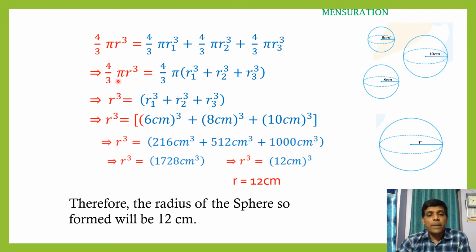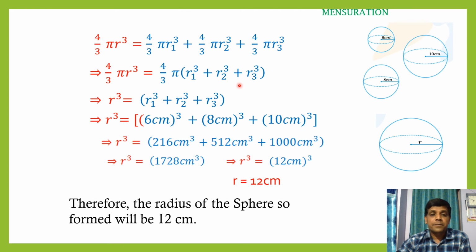Next step, 4/3 π R³ equals 4/3 π into R1, meaning radius 1, 6 centimeter whole cube, R2 8 centimeter whole cube, R3 10 centimeter whole cube. Here, this is the equation, LHS and RHS. Both have equal terms, 4/3 π and 4/3 π, which cancel. What is the remaining? R³ equals R1³ plus R2³ plus R3³.